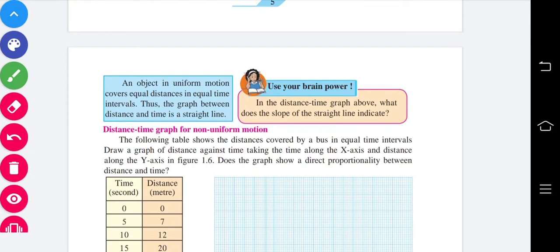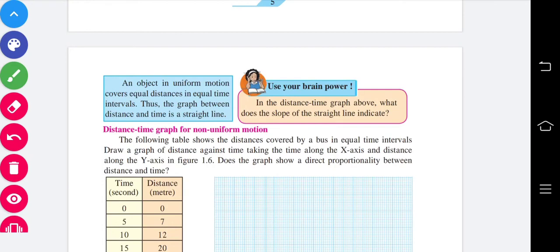A straight line indicates the speed of the car, meaning how much distance is covered in how much interval of time. The distance-time graph above shows the speed of the car. So how to calculate the speed of the car? Final distance minus initial distance upon final time minus initial time is how the speed of the car is calculated.